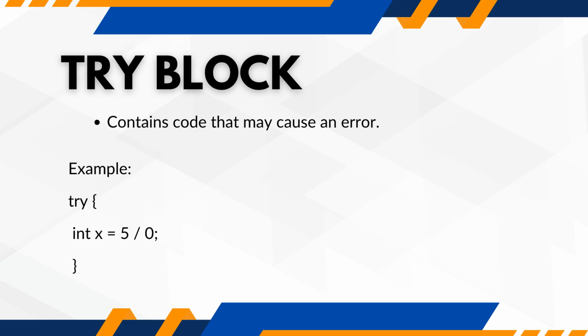Let's start with the try block. A try block contains code that may potentially cause an error while the program is running. Java monitors the code inside the try block. If an exception occurs, the program immediately stops executing the remaining statements inside the try block and looks for a matching catch block. In the example shown, the program attempts to divide the number 5 by 0. Since division by 0 is not allowed, an exception will occur during execution. Because this risky code is placed inside a try block, Java can handle the problem more effectively.